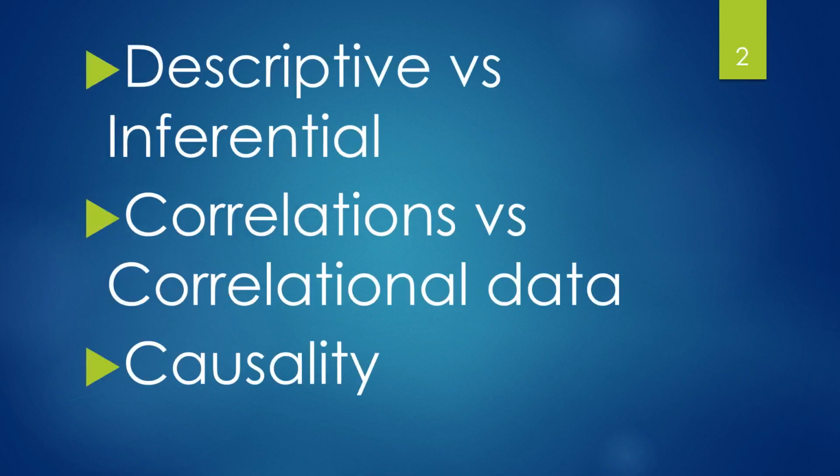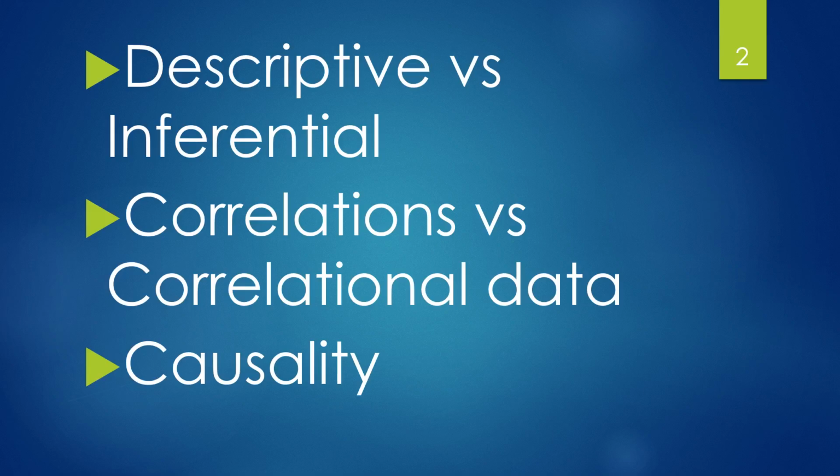First, we'll take a look at descriptive versus inferential methods. Inferential methods are those where you gather data with the purpose of drawing conclusions about how things work, whereas descriptive methods are those where we just want to learn what is going on. Correlations versus correlational data is a subsection about how can we tell that our data is showing us a relationship that is meaningful versus a relationship that is just coincidental.